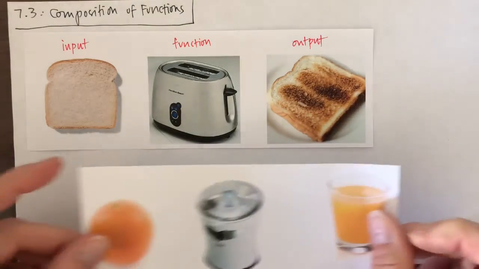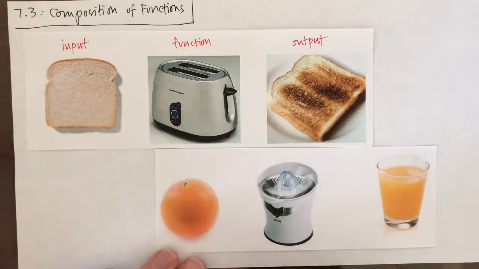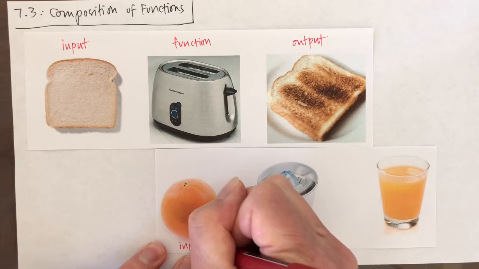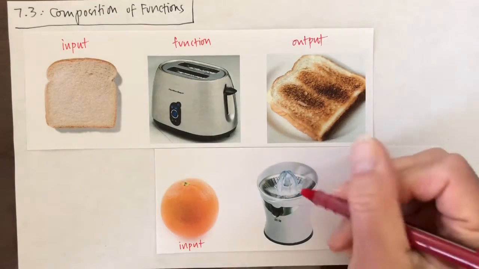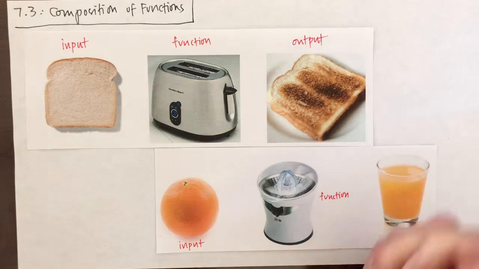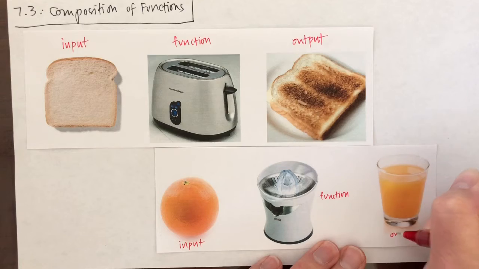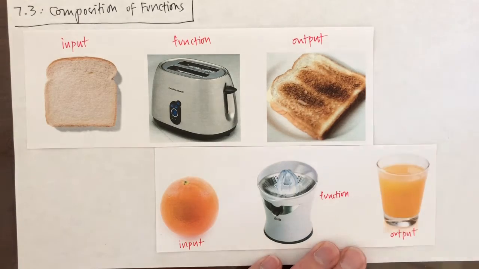Another example is this one. You've got an orange. This is your input. Your function is this juicer. So you're going to put your input into the function, and out of that process comes your output, which is orange juice.